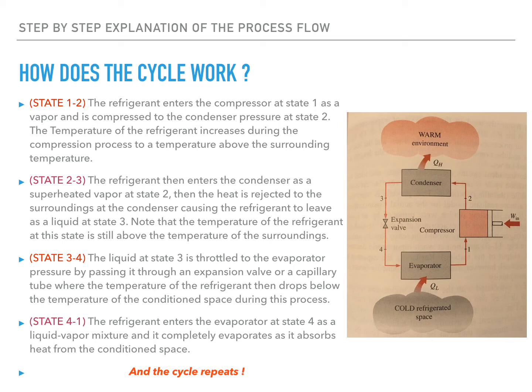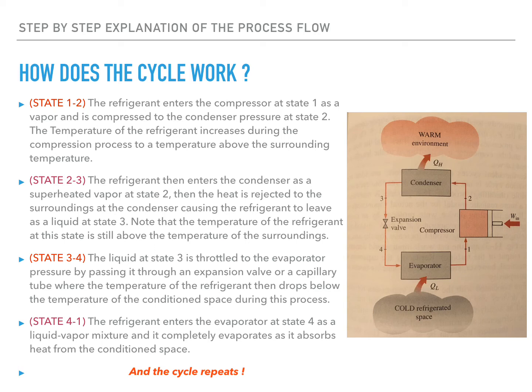Now, at this point, we got to state 4, which is the entrance of the evaporator, which means we're entering the conditioned space, the space that we need to cool down. The refrigerant enters the evaporator at state 4 as a liquid-vapor mixture, and it completely evaporates as it absorbs heat from the conditioned space.